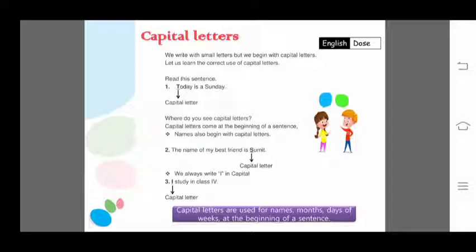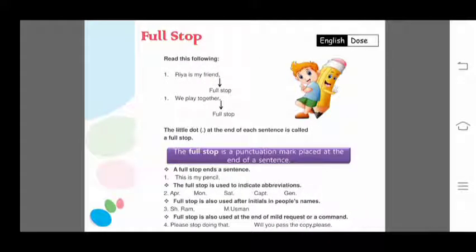So, what is the use of capital letters? The capital letters are used for the names, for the proper names, months, days of the week, and at the beginning of the sentence. At what place do we use capital letters? With the proper names, with the names of the months, with the names of the days, and finally at the beginning of the sentence, the capital letters are used. Now let's continue with the full stop.